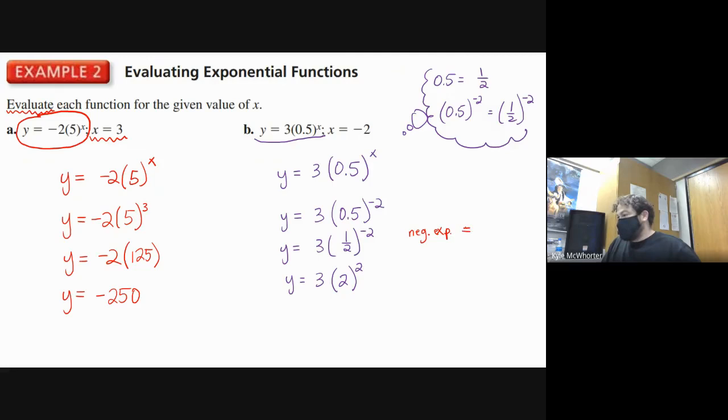Negative exponent means reciprocal of the base. So that's what we did from there to there. And then we got 2 squared is 4. And that is 12.